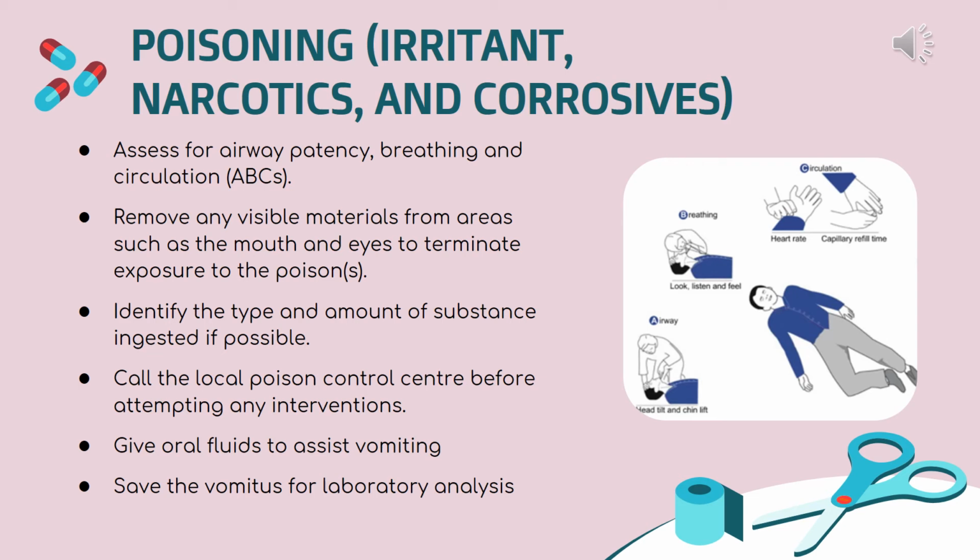Then, identify the type and amount of substance ingested, that is, if it's possible, because this may help to determine the required antidote of the substance. Then, call the local poison control center before attempting any interventions. And if you're directed by a physician, give oral fluids to assist vomiting. If directed, save the vomitus for laboratory analysis. This may assist with further treatment of the client.